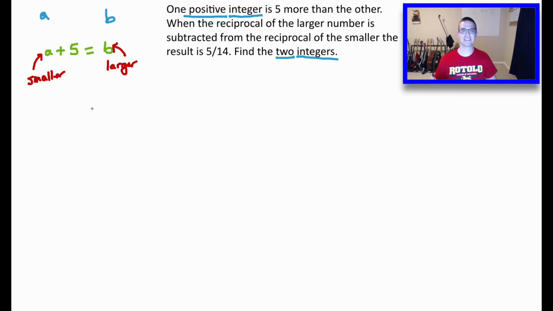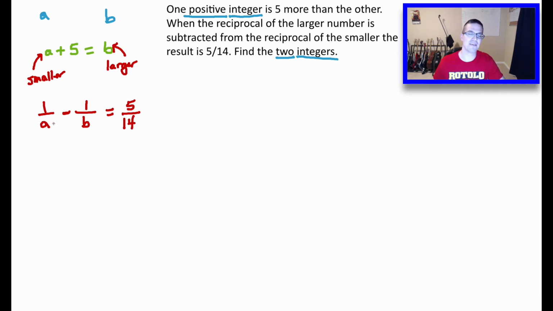The second sentence says when the reciprocal of the larger number is subtracted from the reciprocal of the smaller. That means the reciprocal of the larger one, which is 1 over B, is subtracted from the reciprocal of the smaller one. So it's 1 over A minus 1 over B is equal to 5/14. So you end up with something like this: a rational equation that you're trying to solve.